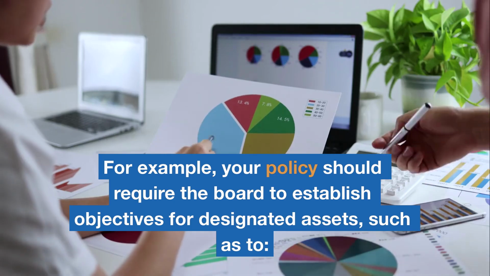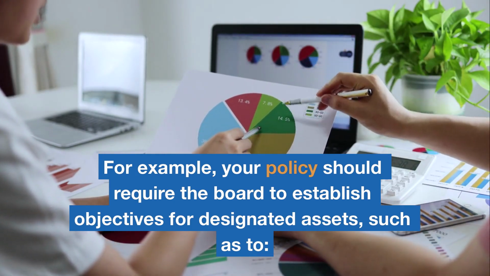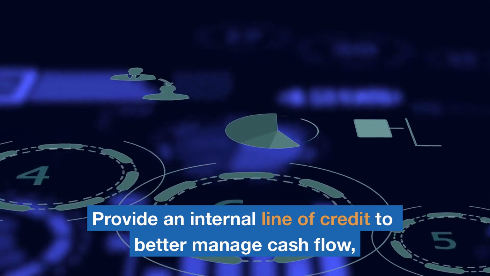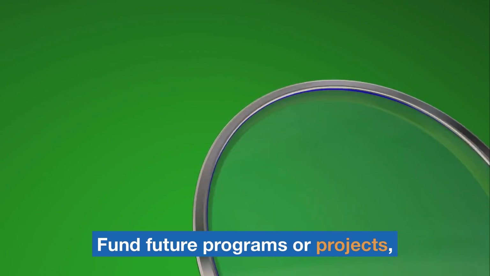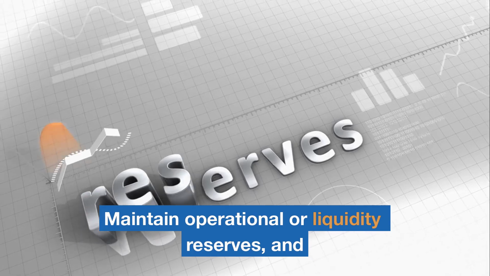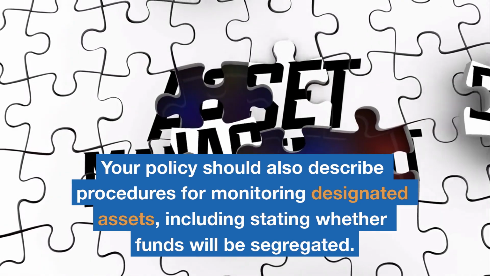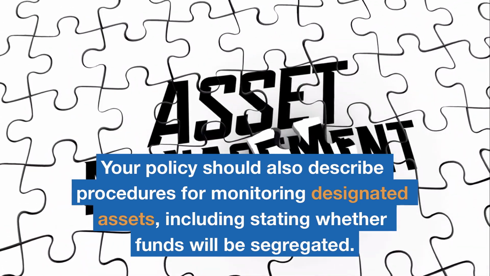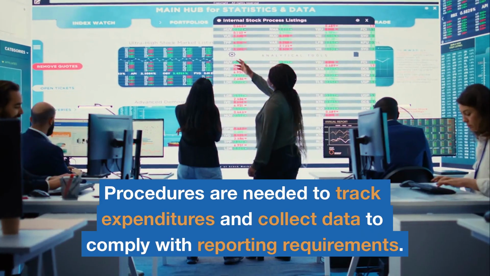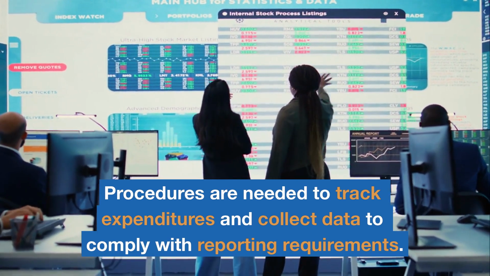For example, your policy should require the board to establish objectives for designated assets, such as to provide an internal line of credit to better manage cash flow, fund future programs or projects, maintain operational or liquidity reserves, and fund an endowment. Your policy should also describe procedures for monitoring designated assets, including stating whether funds will be segregated. Procedures are needed to track expenditures and collect data to comply with reporting requirements.